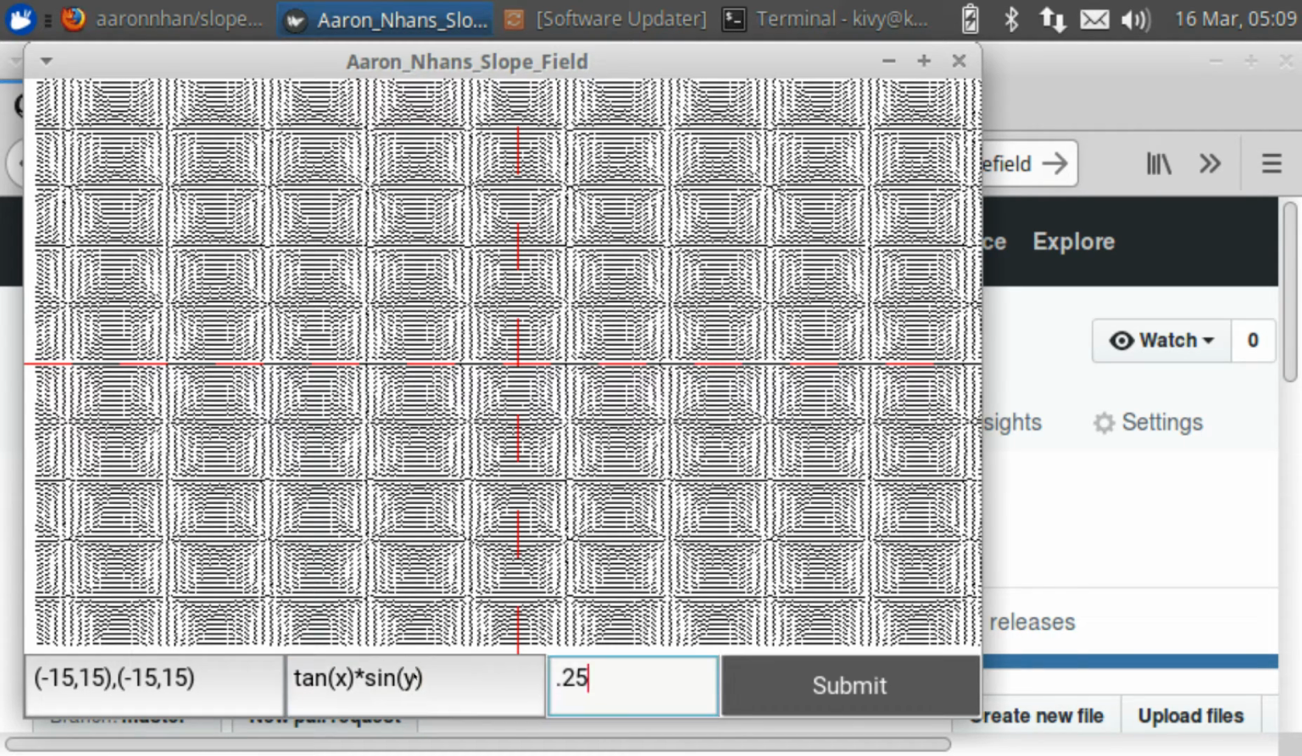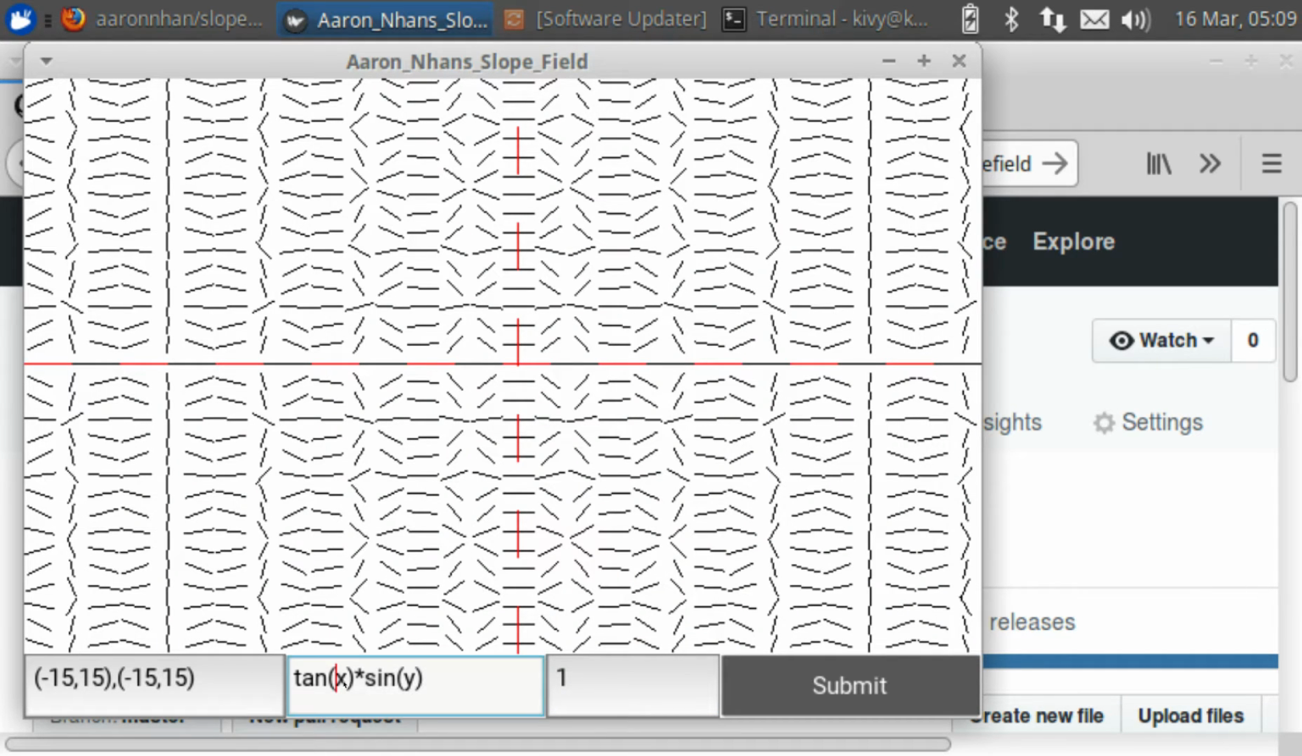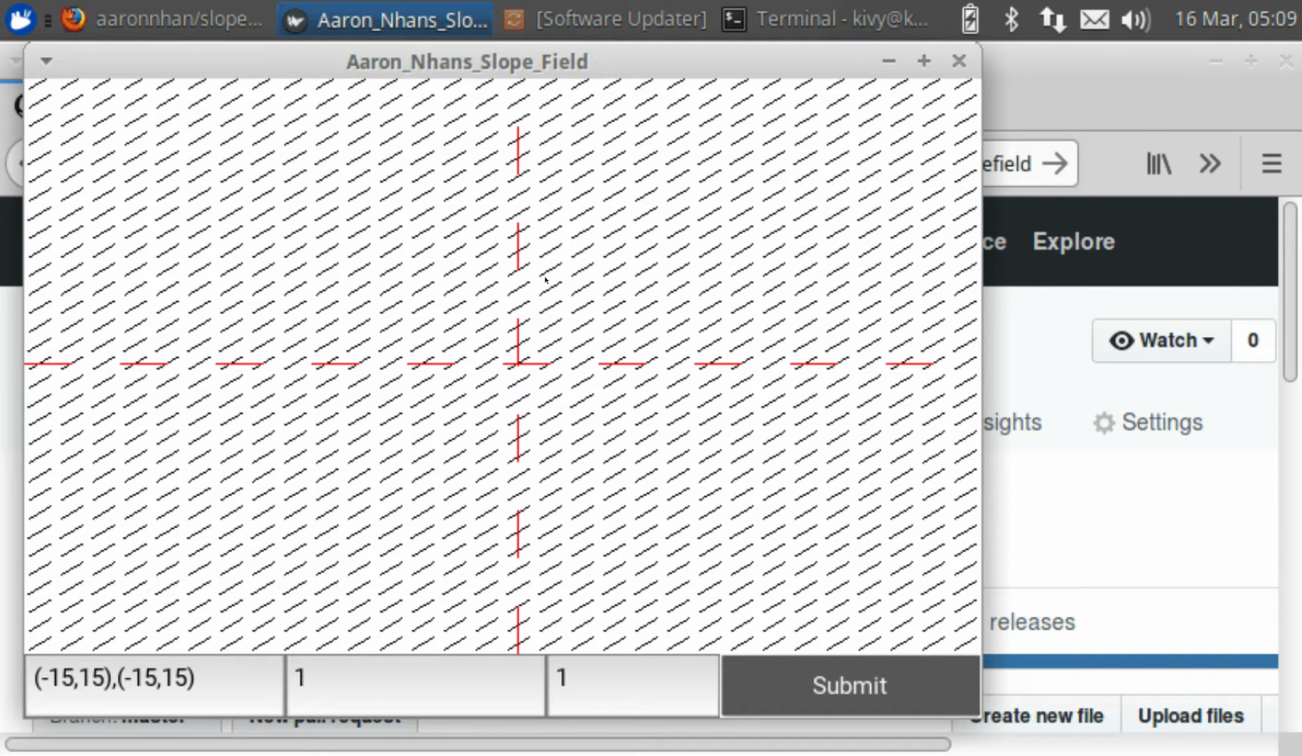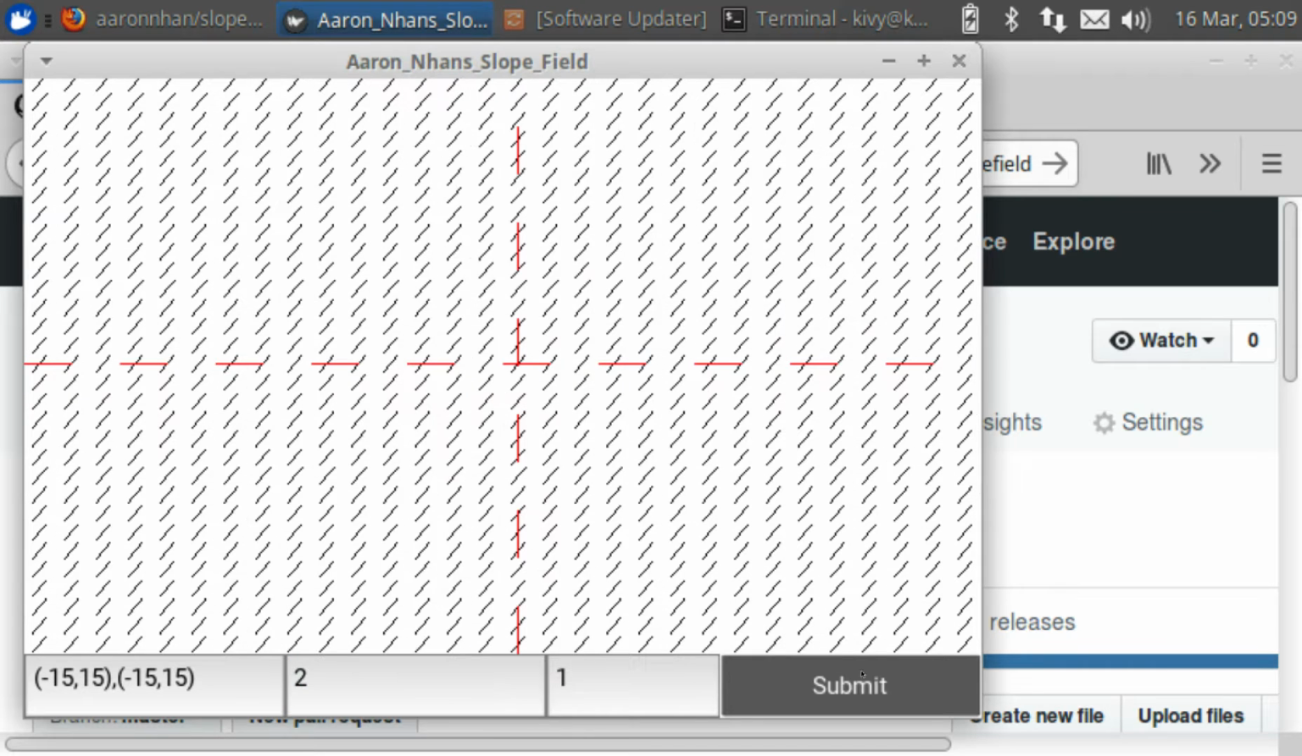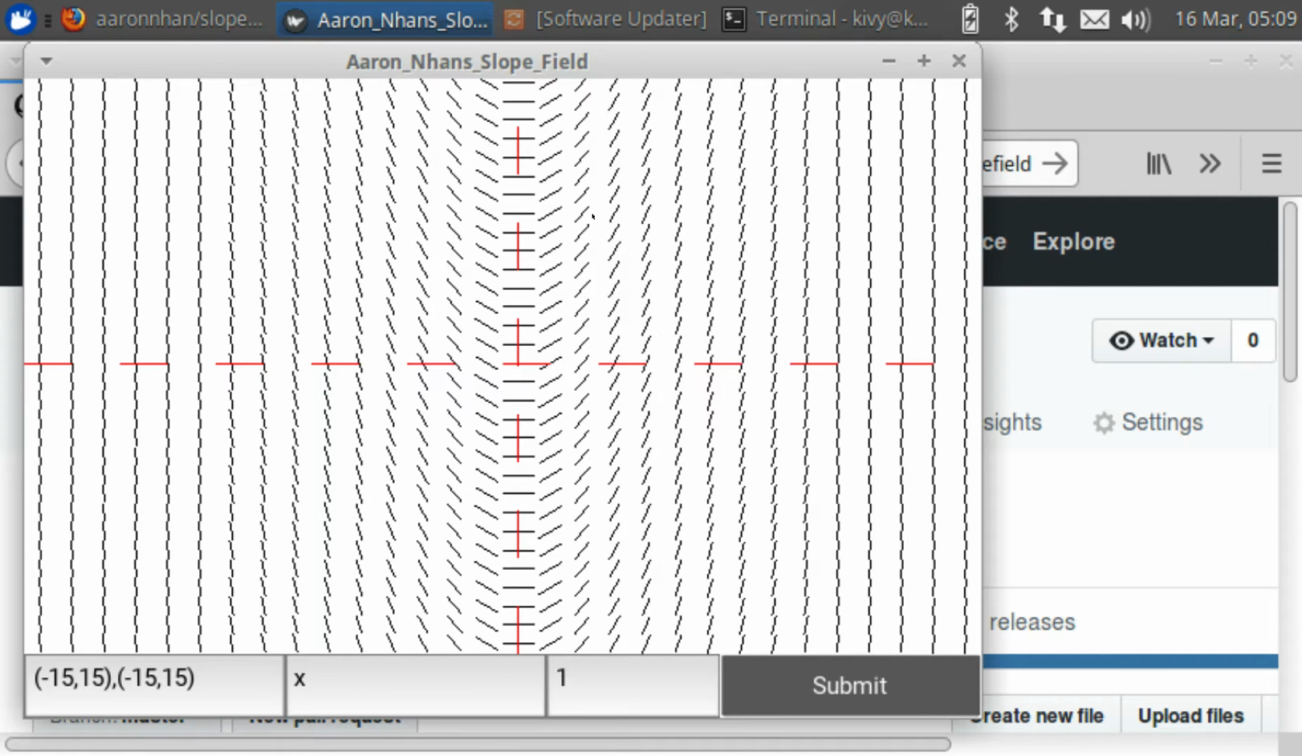Sorry, let me set this to 1 first. Okay, so this is the function, the derivative that you are graphing on the slope field. For example, if it's 1, all of these lines have a slope of 1. If it's 2, all of these lines have a slope of 2. If it's x, they all have the slope of x, etc.